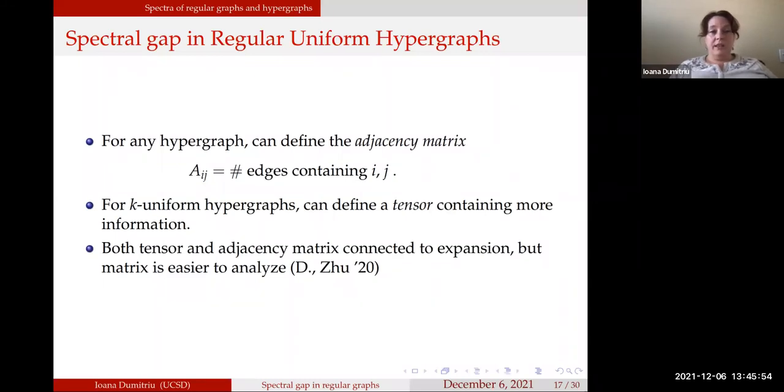Both the tensor and the adjacency matrix can be shown to be connected to expansion, but the matrix is easier to analyze, which is something that I did with my student Ijiju in a paper from 2020. There are multiple types of expansion, and the spectral gap relates to all of them. So rather than proving 3 different results, if you have knowledge about the spectral gap, you get all 3 of them at once. So it's a handy thing to have.